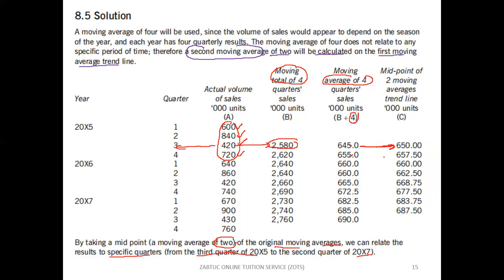2540, 2580. Divide by 4, we get the 645. Is that okay? Yes. You know, it's not a difficult process. Don't even panic. No, not a difficult process at all. You want to find a trend, eh?